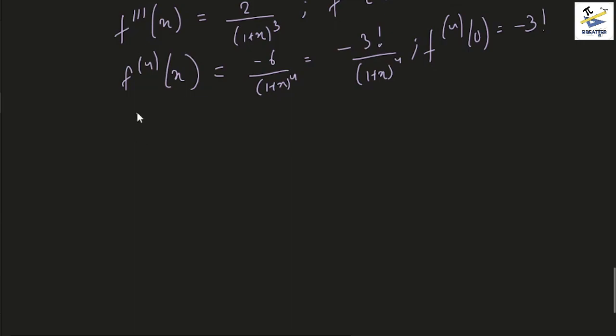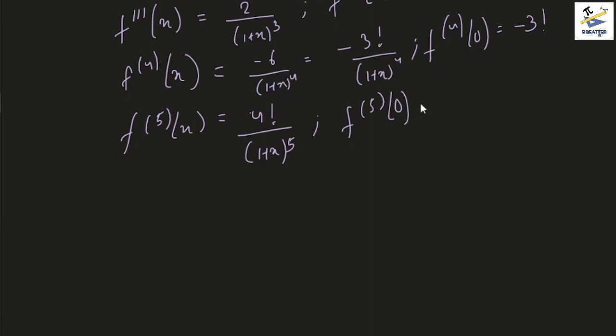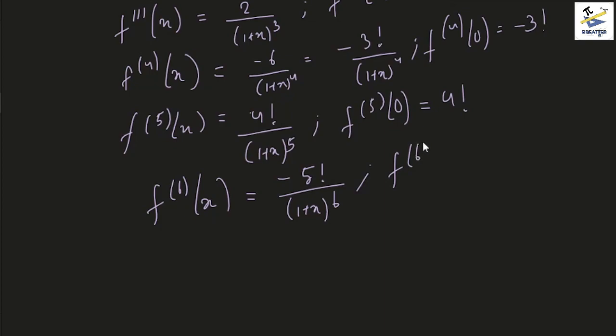Let us do 2 more terms. f5(x) would then be the differentiation of this, which would give you another minus, it will make it a plus, and it will be 4 factorial by (1 plus x) to the power 5, which would give me f5(0) equals 4 factorial. And similarly f6(x) should be minus 5 factorial by (1 plus x) to the power 6, and this should be equal to minus 5 factorial at 0, right?